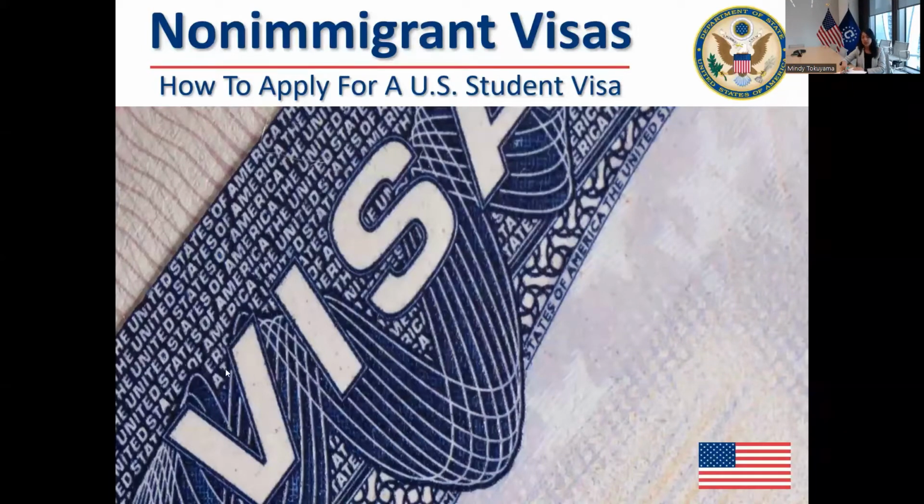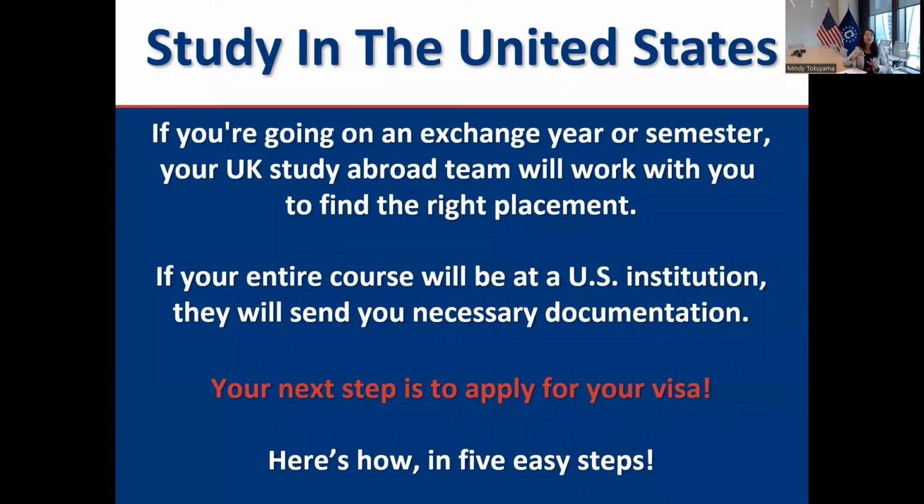to go to the US for your study. If you are going on an exchange program, either for a year or for a semester, you will work directly with your UK study abroad team here. If your entire course of study is in the US, or you're starting a bachelor's degree or a master's program in the US, then you'll work with the US institution, and they'll provide you all the necessary documentation for the visa process. Once you have your documentation from those institutions, your next step is to apply for a US visa. And I'll explain how to do so, hopefully in 5 easy steps.